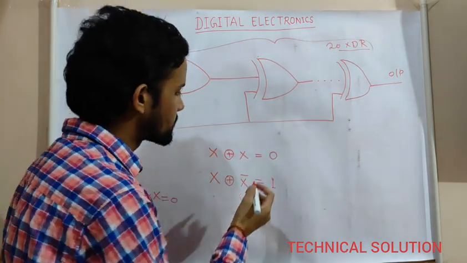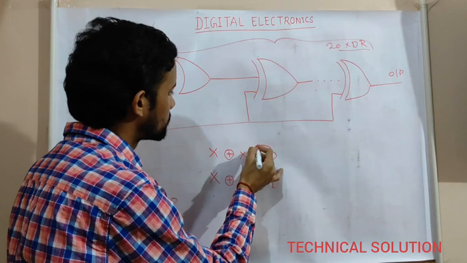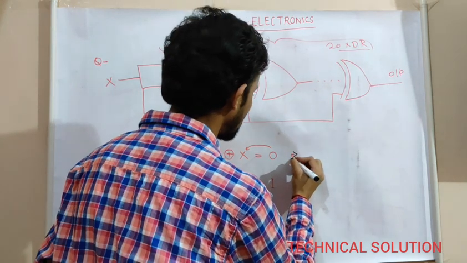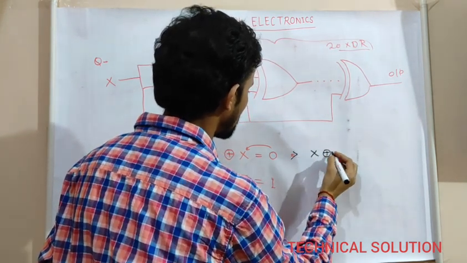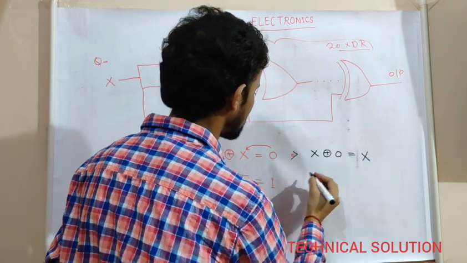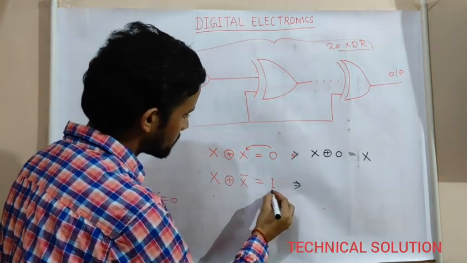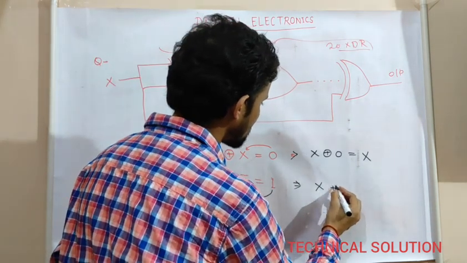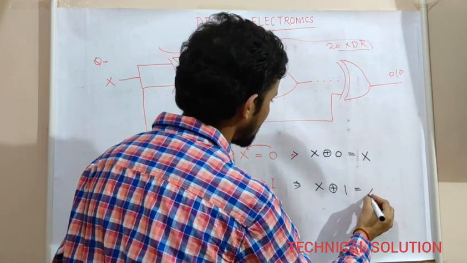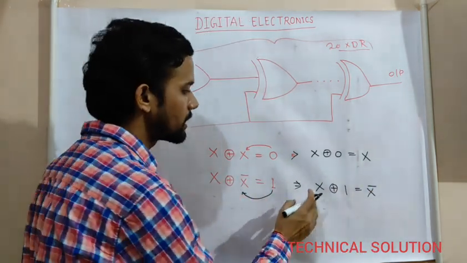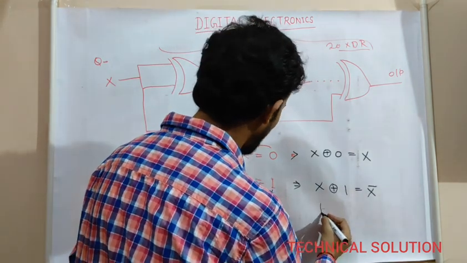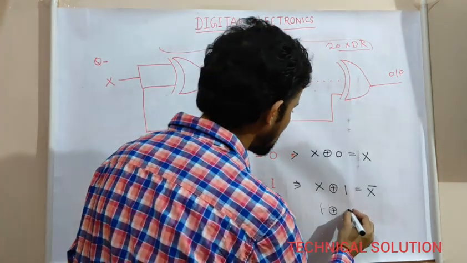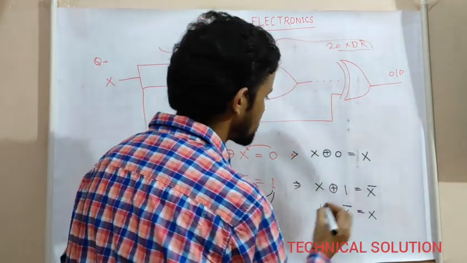We can also transfer this output to one of its inputs. Then this is converted into X XOR 0 equals X. And this can also be transformed into one of its inputs, then it becomes X XOR 1 equals X bar. This can also be written as 1 XOR X bar equals X.